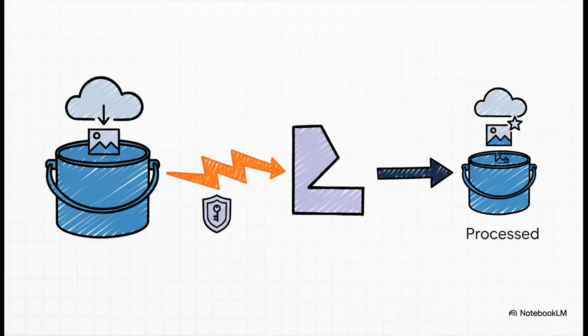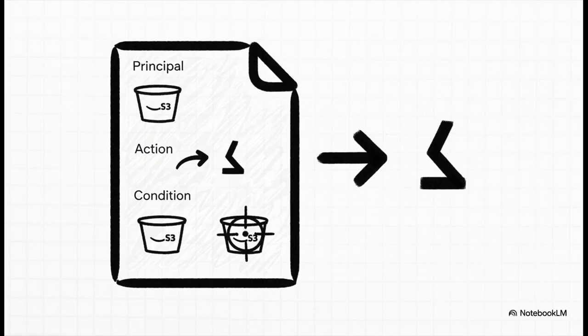Let's make this real with a classic example. You drop a new photo into an S3 bucket, and you want a Lambda function to automatically fire up and create a thumbnail. Well, for that to happen, S3 needs permission to call your function. And this is exactly how you do it. This policy is attached right to the Lambda. Let's break it down. The principal is the service that's allowed to call, in this case S3. The action is, you guessed it, invoke function. And the condition is the real magic. It locks it down so only events from one specific S3 bucket can do the invoking. S3 is now on the guest list.